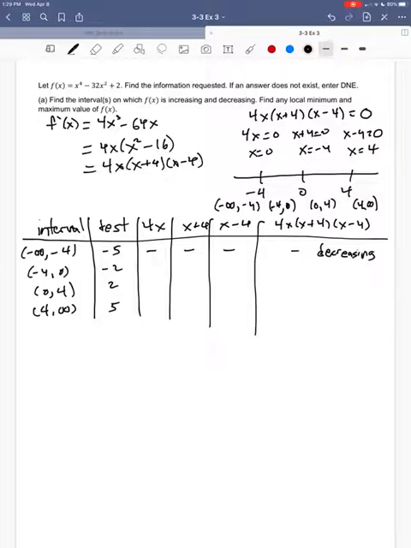Now I look at the next row. I put in negative 2. 4 times negative 2 is negative. Negative 2 plus 4 would be positive 2. And negative 2 minus 4 would be negative 6. So I get negative times negative. That's going to be positive. If my derivative is positive, then my function is increasing.